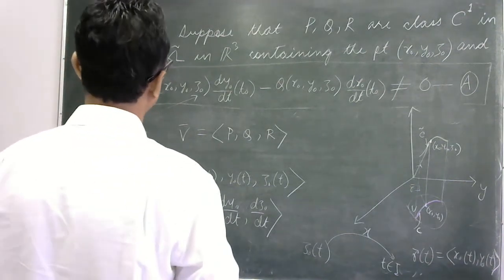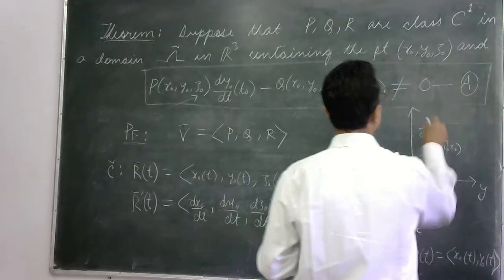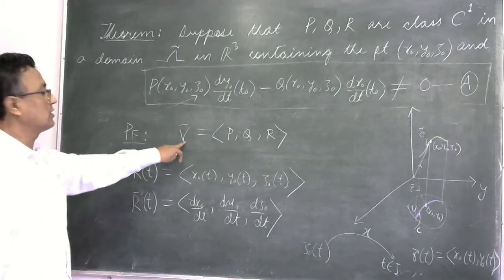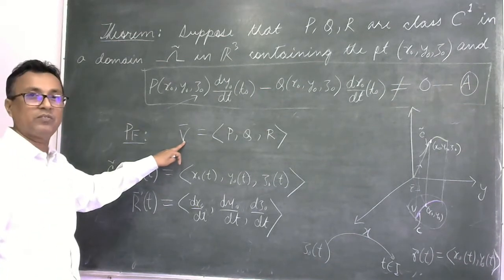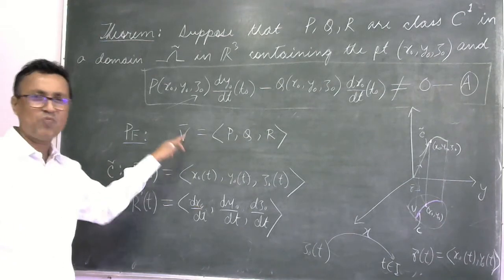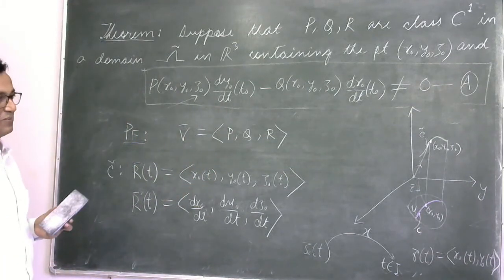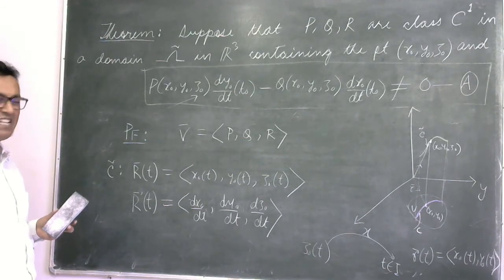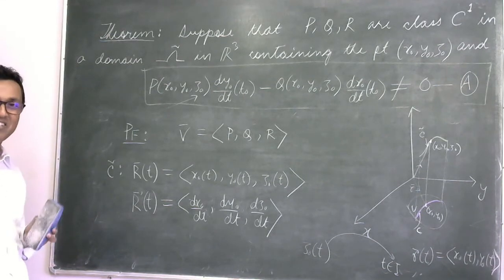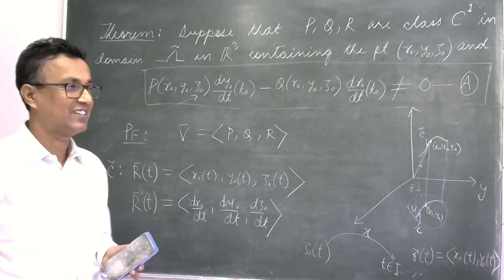I'm going to claim that at this point x naught, y naught, z naught, this vector v is not a tangent. Can anybody give me some direction why it is not a tangent? In fact, Hall also, in his book, said that it's not a tangent, but he's asking you the question why. Sir, can you please repeat this question once more?